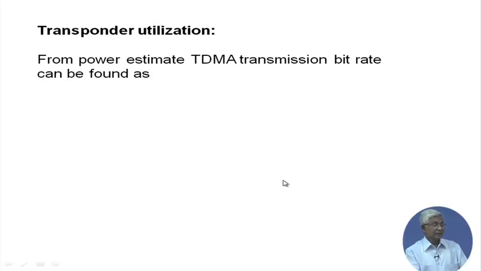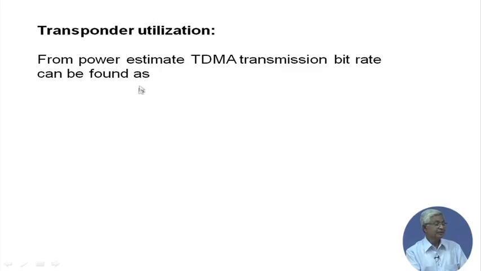Now, let us do a transponder utilization calculation. First you can calculate the transmission bit rate. Transmission bit rate and information bit rate are different. We have seen that efficiency calculation in TDMA. Information bit rate is actually the useful bit rate, I should say. Useful bit rate excludes the overhead bits, and transmission bit rate is the rate at which each bit is transmitted.